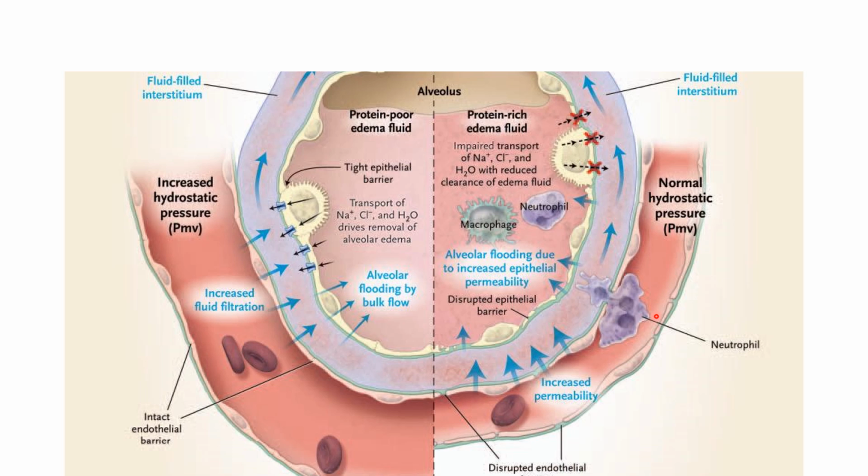The third type is the combination of hydrostatic pressure increase and membrane permeability increase. Examples of these cases are severe neurological injury and re-expansion pulmonary edema. Both we will discuss later in the video. So this is the pathophysiology of cardiogenic and non-cardiogenic pulmonary edema.